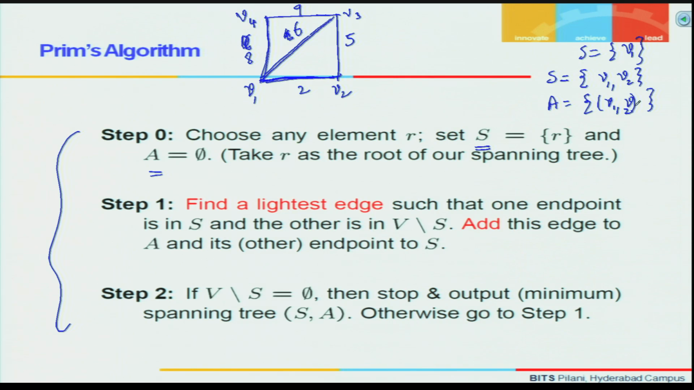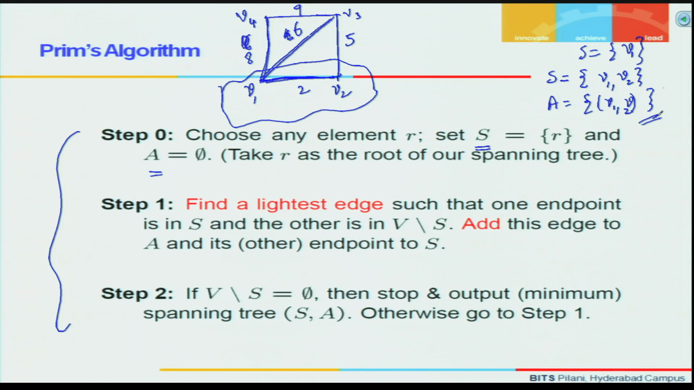So this is the first step. Now what is your S? This portion is called S, and the edge set that you have got is V1 V2. The first step is now done. I will do this n number of times, and finally whatever edges are there in A are going to be the edges of my minimum spanning tree.